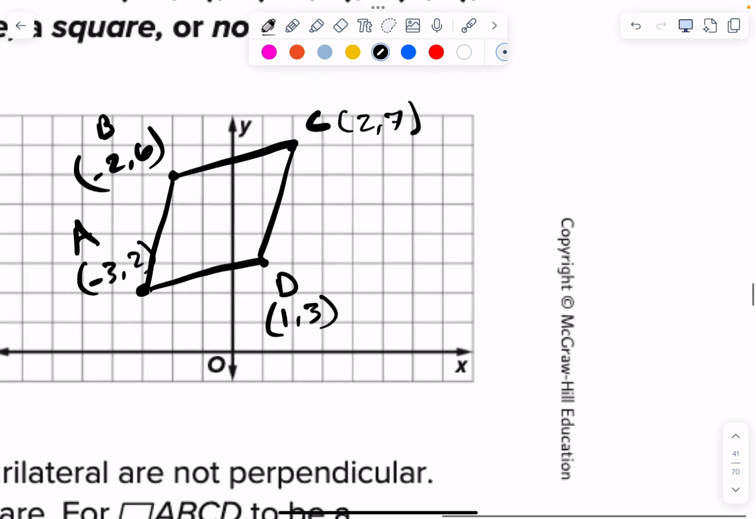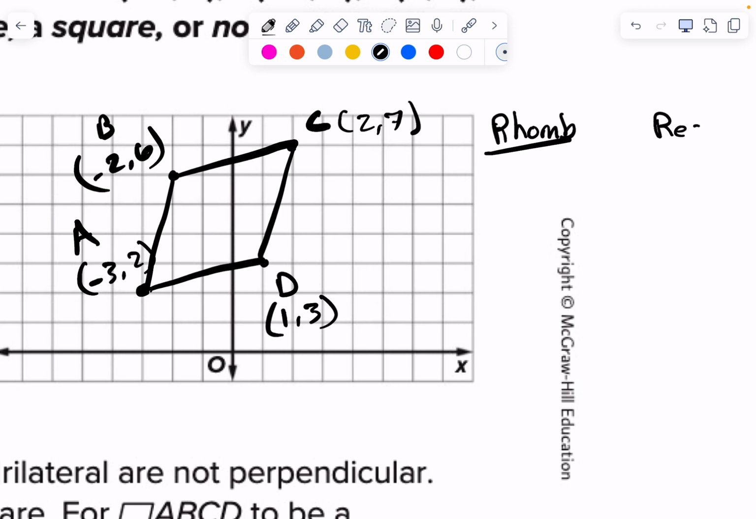Let's talk about rectangle versus rhombus. I'm going to put rhombus over here, rectangle over here. This is going to be really important. We can see that it's not square. Here's the deal. It will be a rhombus if what happens? All sides are congruent, which involves doing 4 distances.